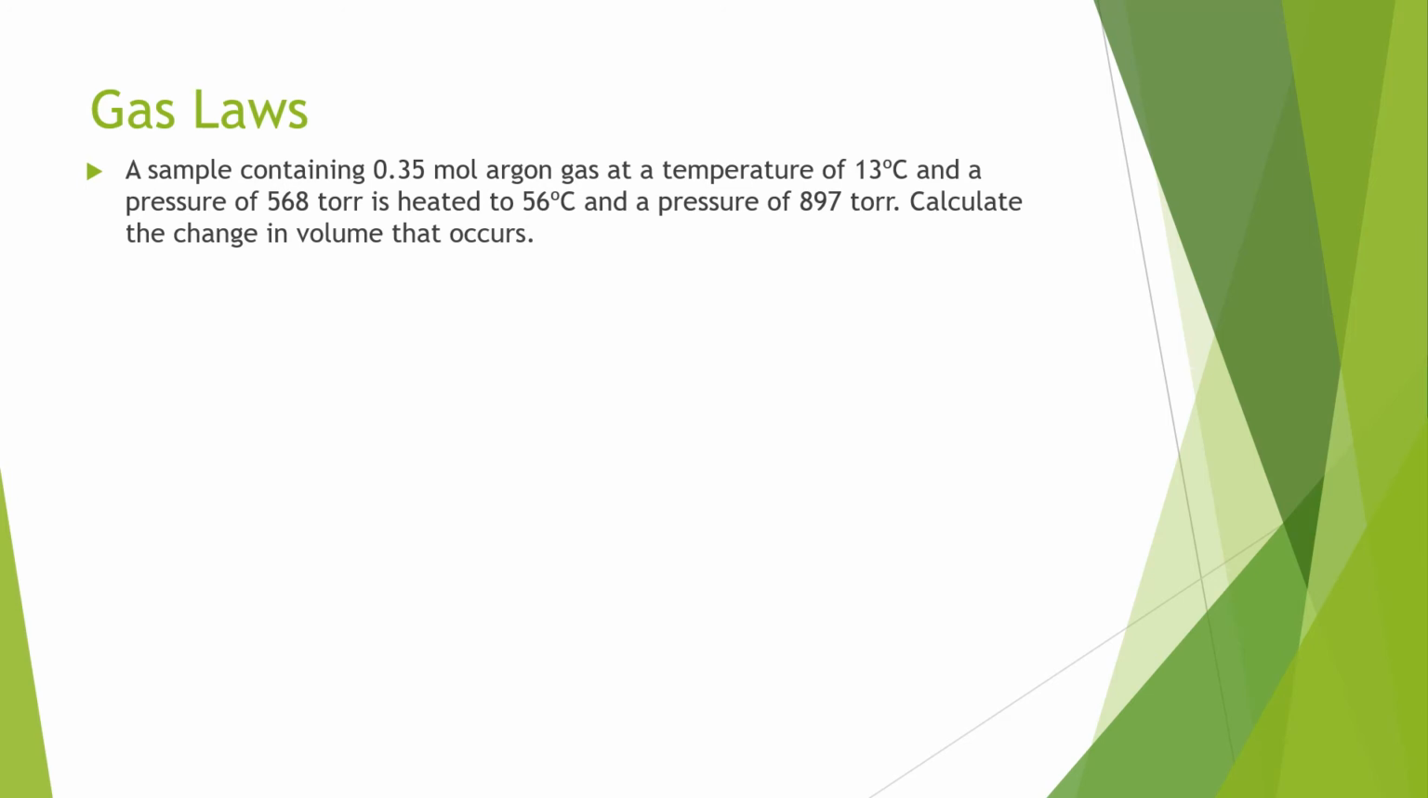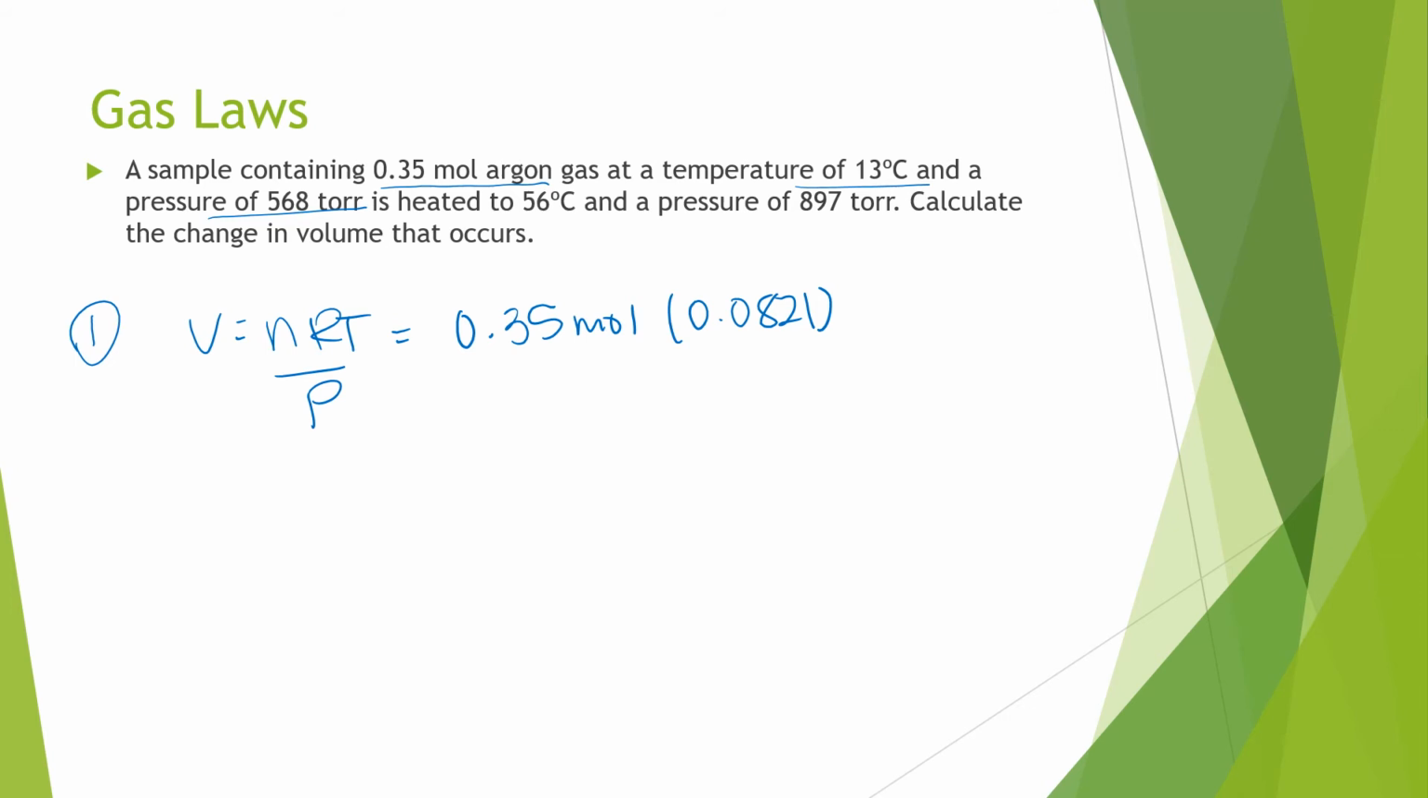So we're given a sample containing 0.35 moles of argon gas at a temperature of 13 degrees Celsius and a pressure of 568 torr, and it's heated to 56 degrees and a pressure of 897 torr. It asks us to calculate the change in volume that occurs. So I'm going to figure out the volume in the first set of conditions first. Volume equals nRT over P. So 0.35 moles, my gas constant, times we have to change our temperature to Kelvin. And then we need to convert our pressure to atmospheres because my ideal gas constant is in atmospheres.